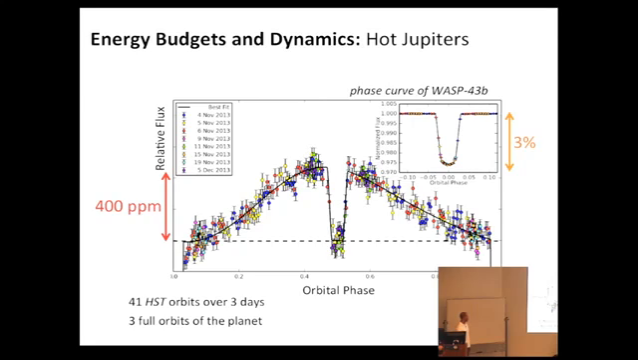So this is a summary of the observation that we did actually for WASP-43b using Hubble. This is quite a lot of HST time, 41 HST orbits over 3 days of the planet, seeing 3 full orbits of the planet. So this is the characteristic sinusoidal variation you expect for a hot Jupiter, observing from the cold night side to the hot day side, and then back to the cold night side.